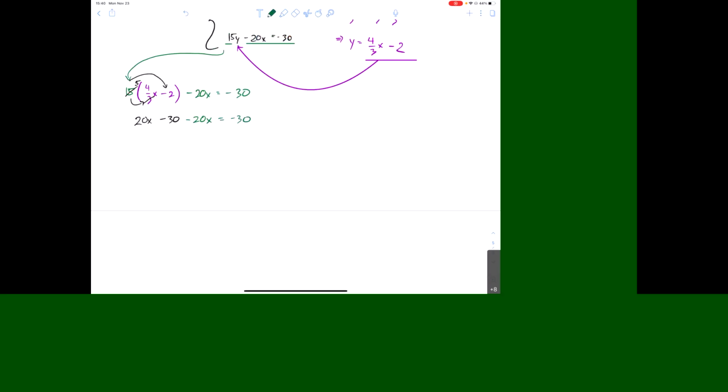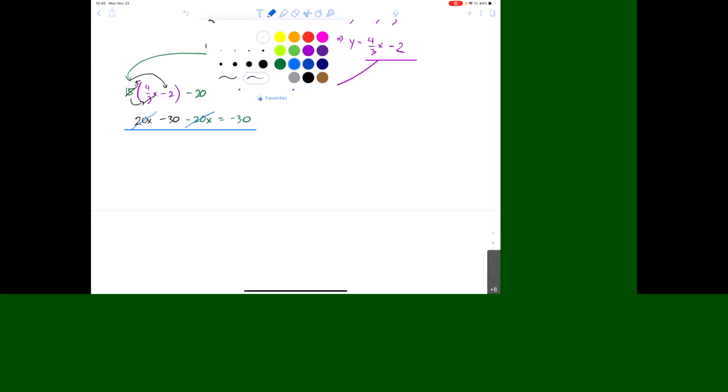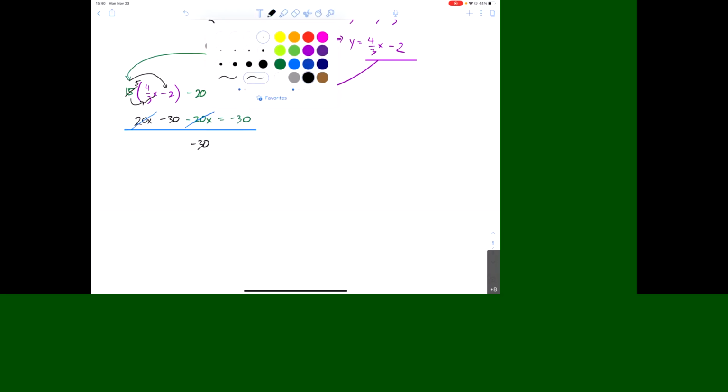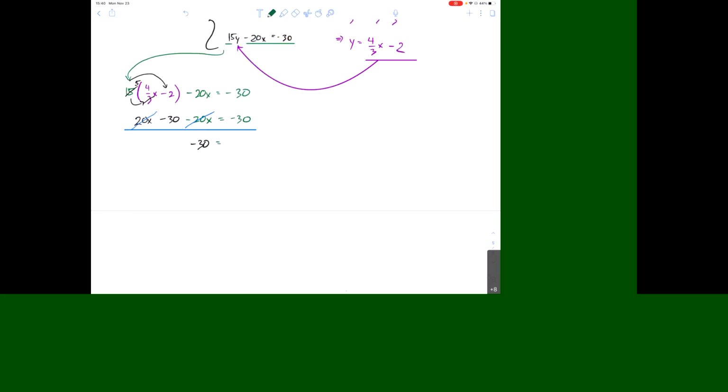And then you're left with negative 20x equals negative 30. Now what happens here though? Hopefully people realize that in this statement, you see that the variables cancel. 20x cancels with negative 20x. So you're left with negative 30 is equal to negative 30.